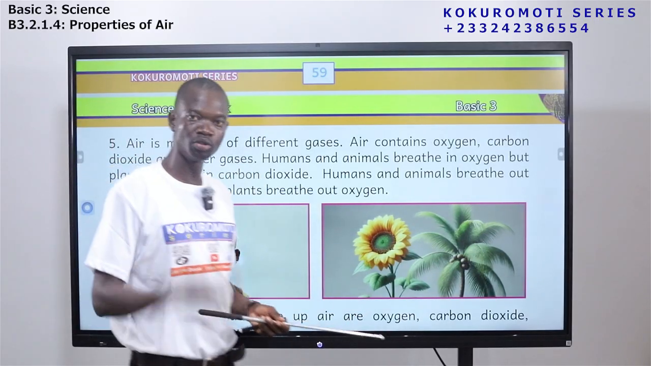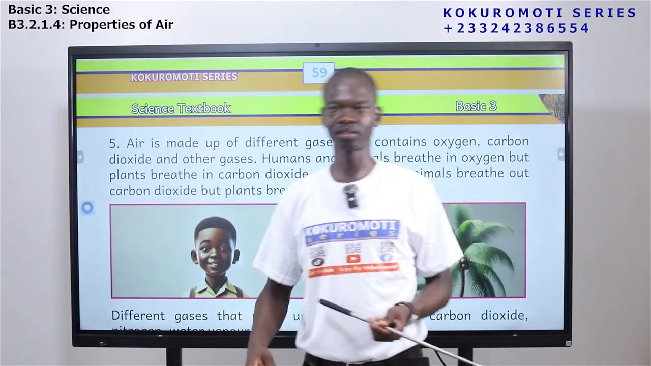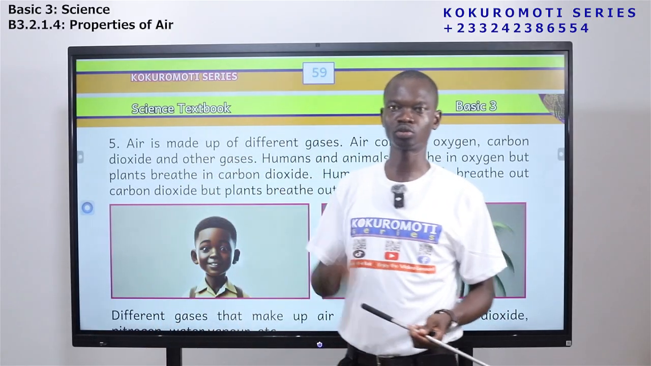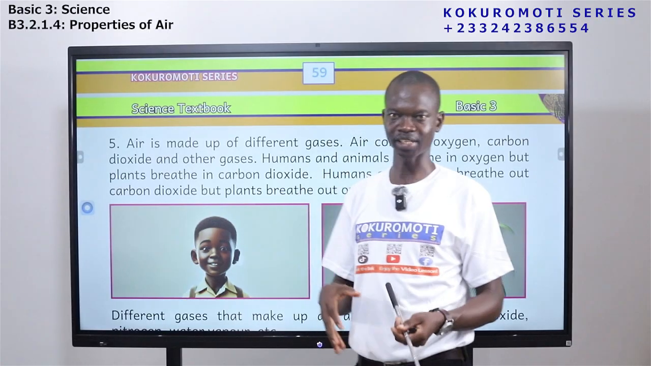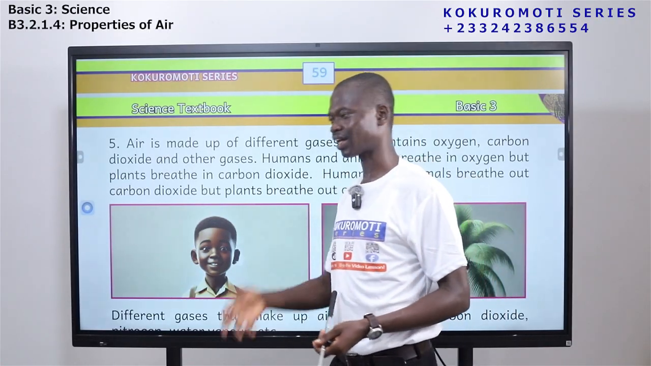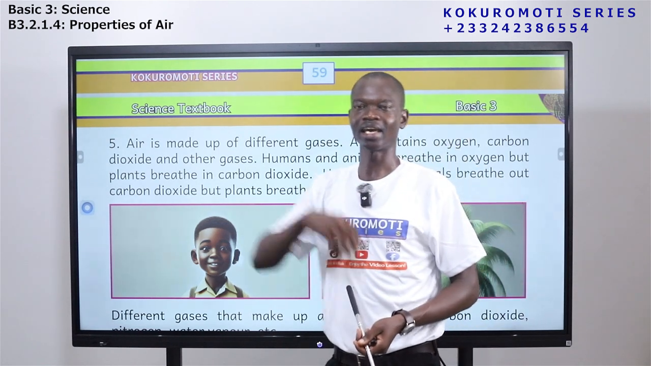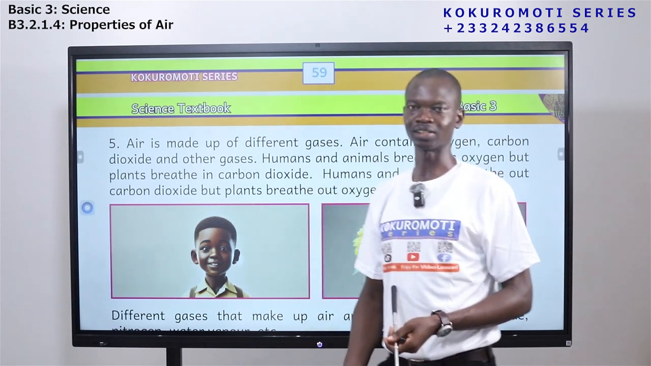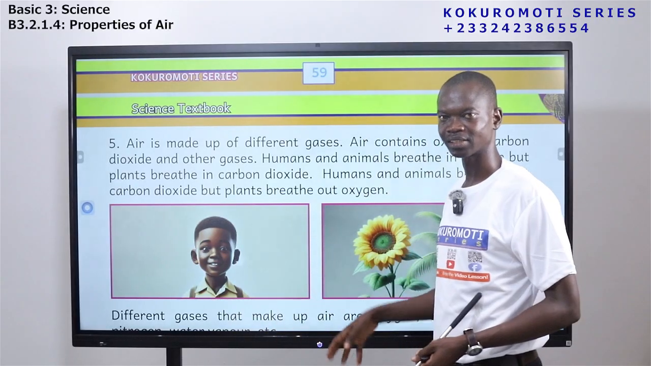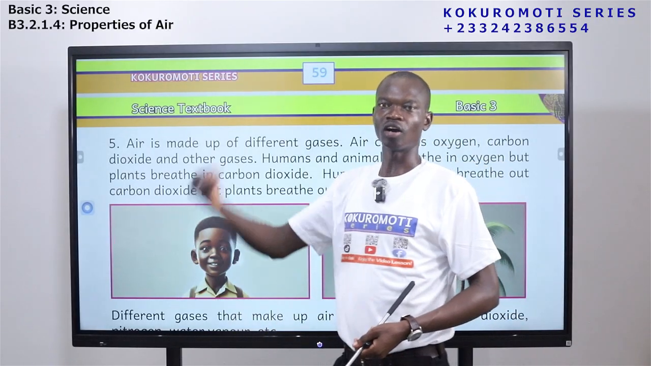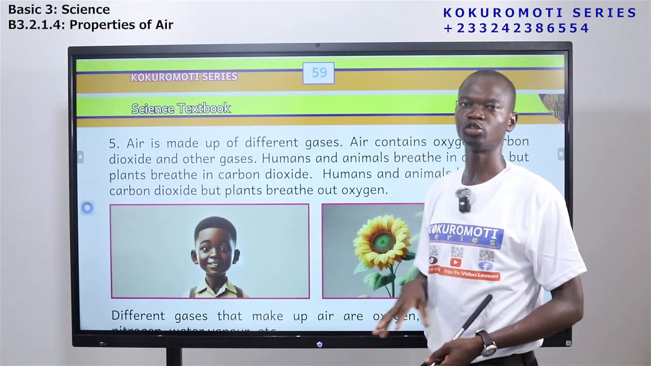Plants use what? Carbon dioxide. Animals and then human beings, we also use what? Oxygen. So this is what you should know. They are all parts of the air that we breathe in and out. So what we breathe in, the body uses the oxygen and gives out what? Carbon dioxide. In the case of human beings and animals. But in the case of plants, the oxygen comes out and the carbon dioxide is being used by what?